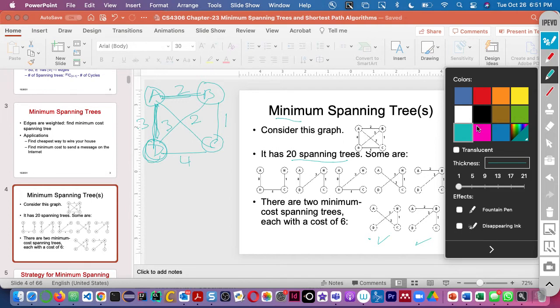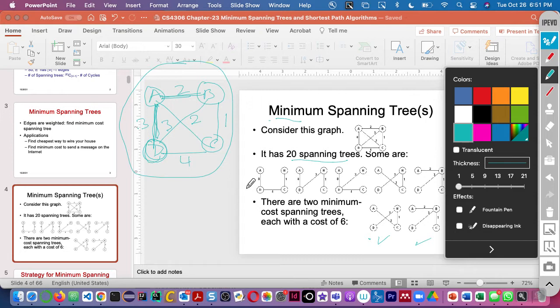Okay. So for a simple graph like this, we can figure out, or we can find, the minimum spanning tree, MST. We can find the MST for a small or simple graph. But how about for a large graph?